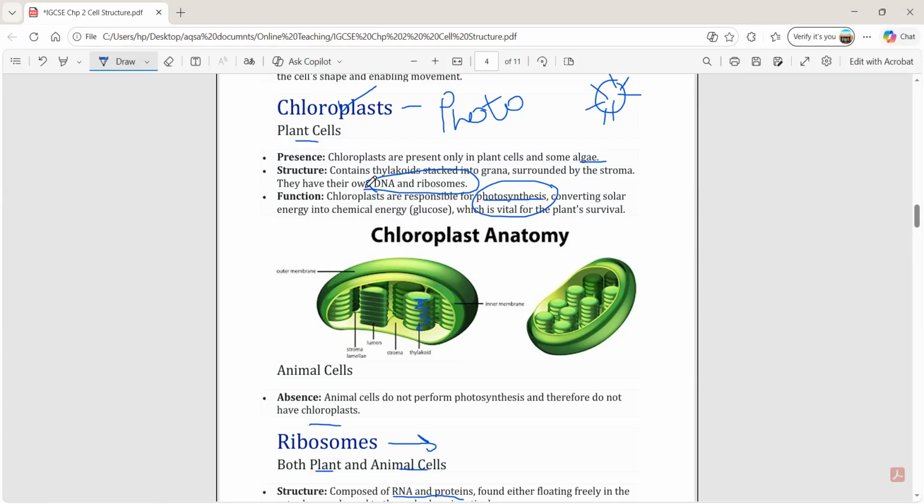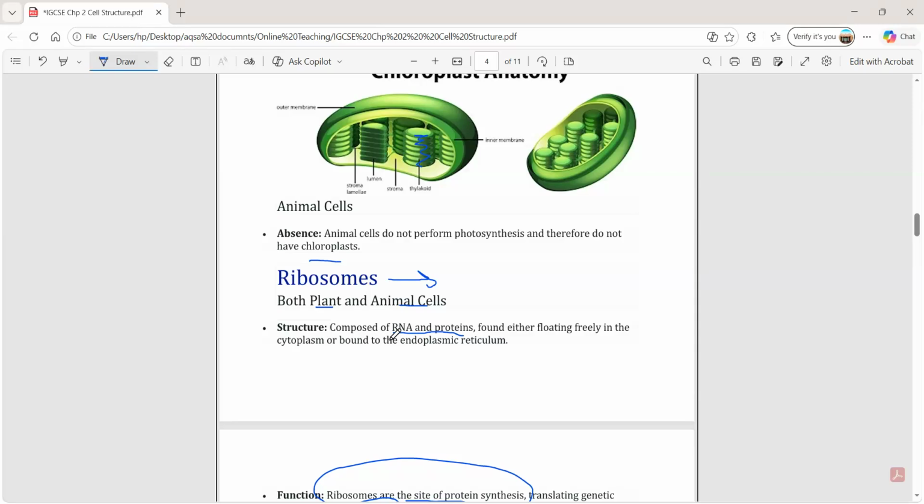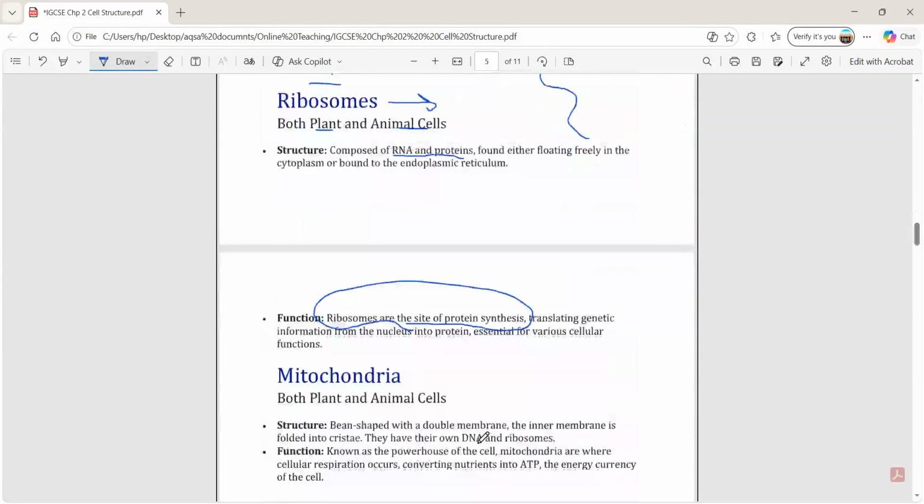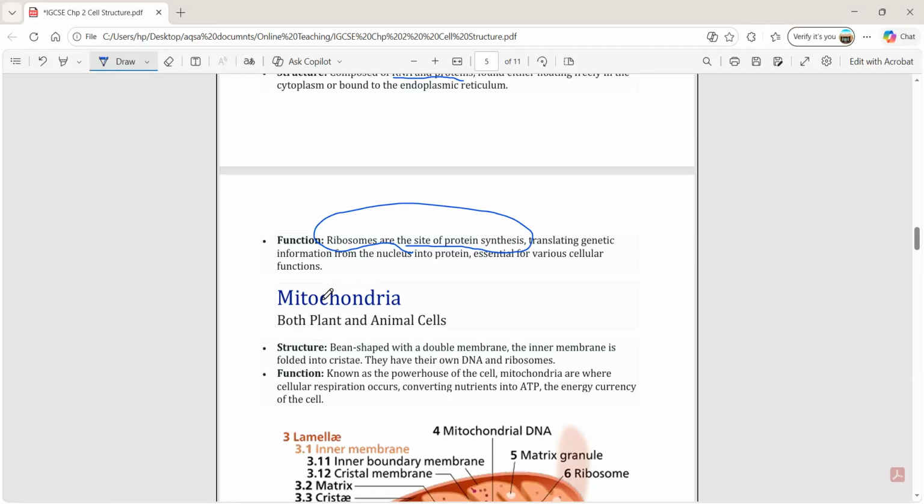Now the question is, what is the difference between DNA and RNA? We will discuss this difference in detail, but let me tell you, DNA is deoxyribonucleic acid. DNA is a double stranded, double helical structure, but RNA is ribonucleic acid and it consists of only one strand. Protein is found either floating freely in the cytoplasm or bound to the endoplasmic reticulum. Function I already told you.